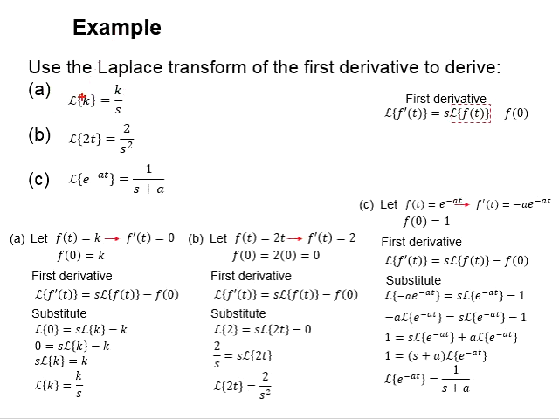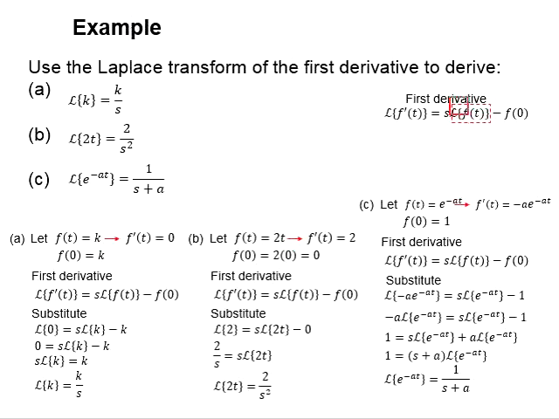You are asked to determine the solutions of the Laplace transform of k. In this case, your f(t) will be equal to k. By referring to the formulas of the first derivative, you will have the Laplace transform of the derivative equals s times the Laplace transform of the function minus f(0). The question here asks us to determine the Laplace transform of the function.